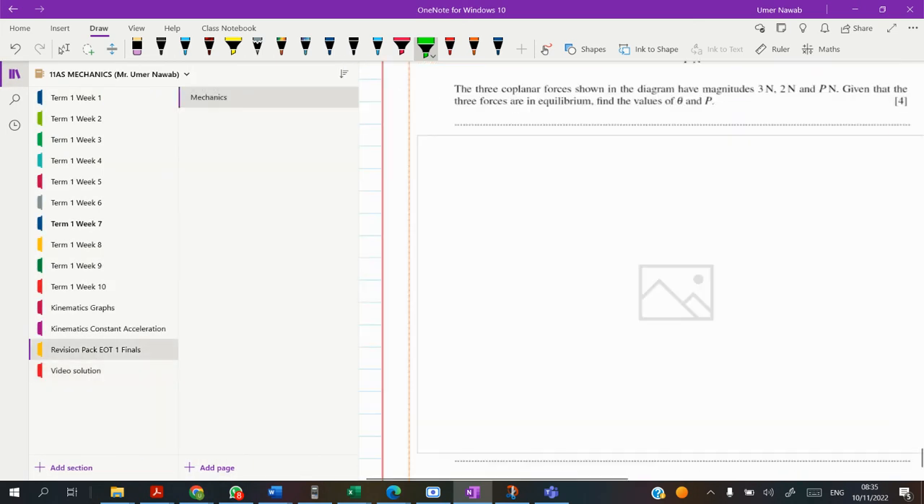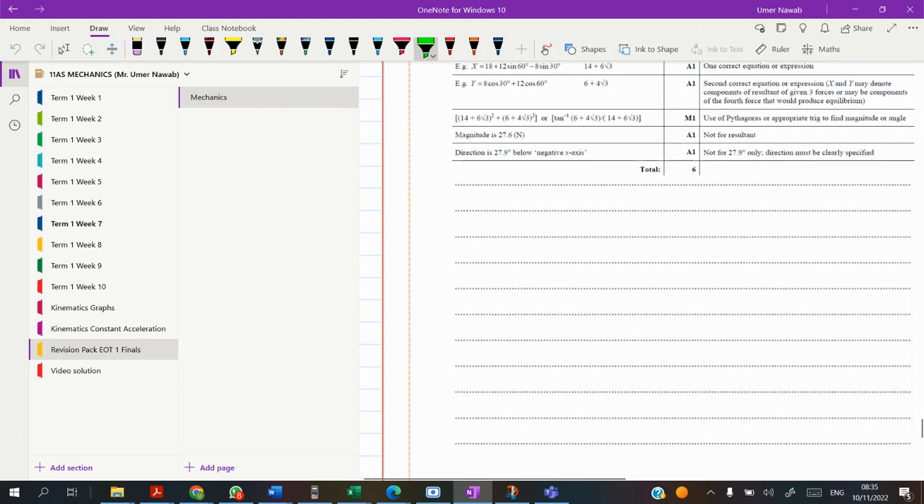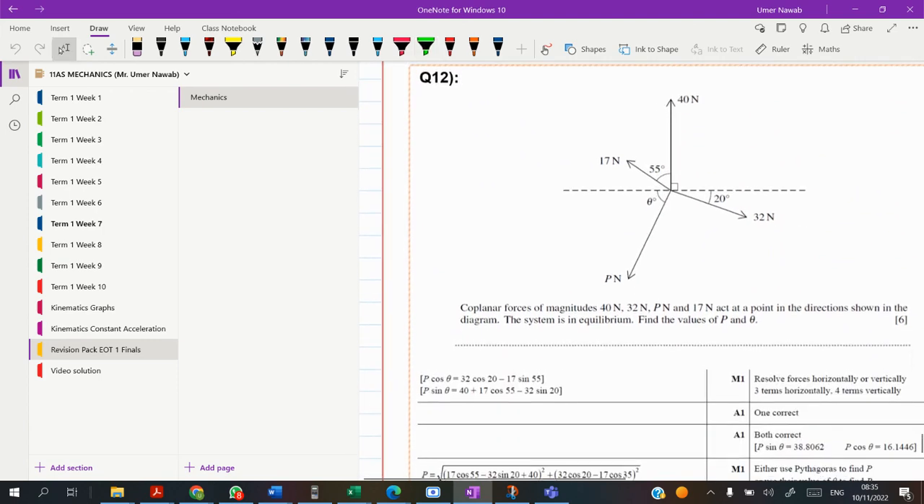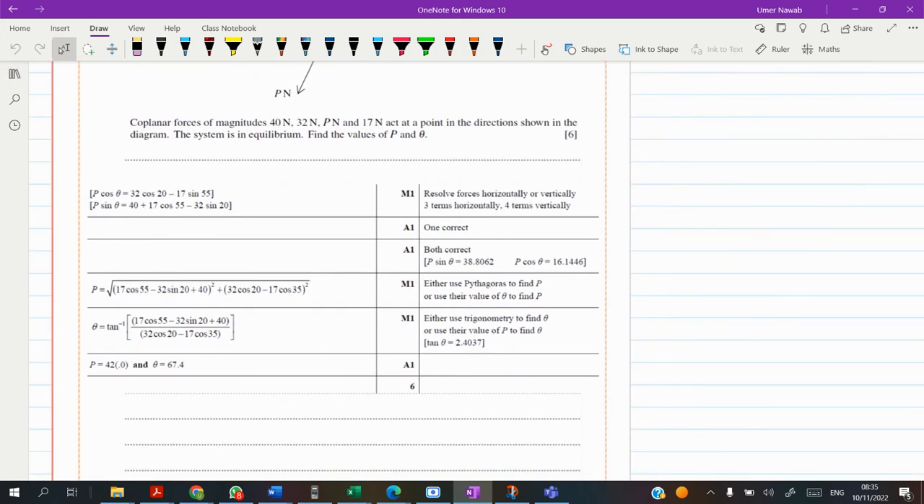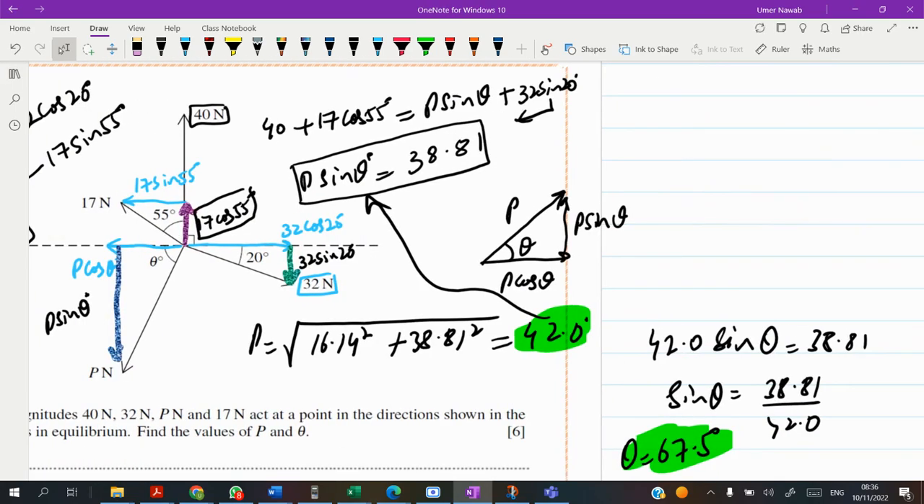But again, I want to verify my answer from the marking scheme. Question number 11, we have already found it. And yes, 67.4 and 42.0.